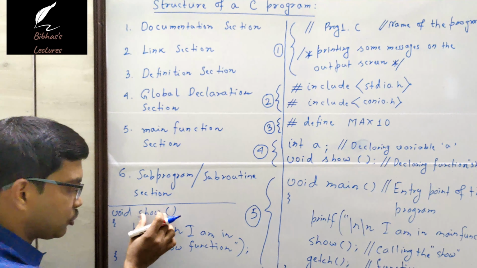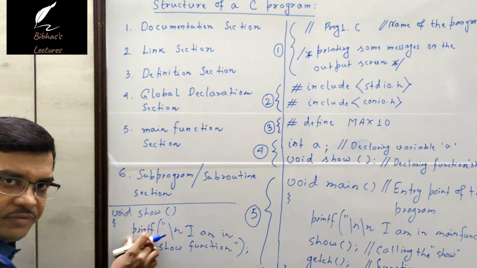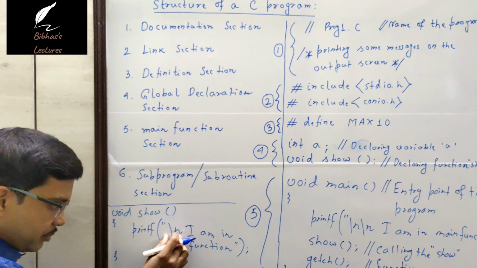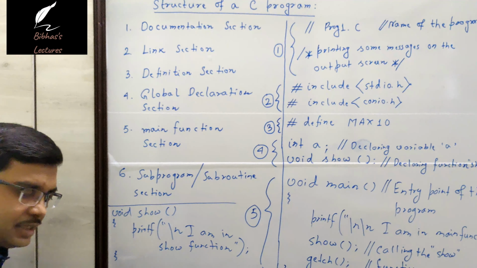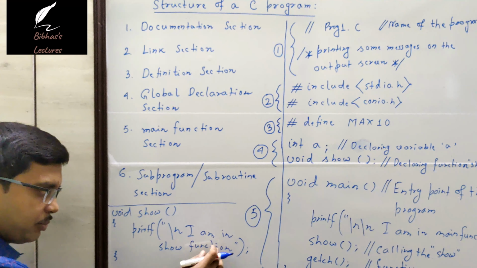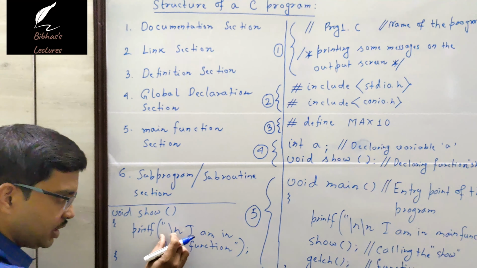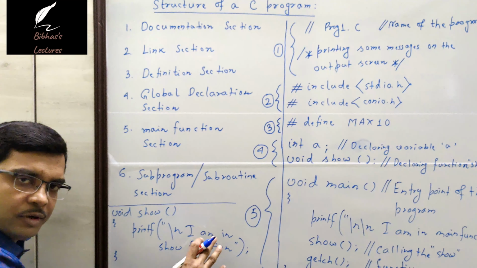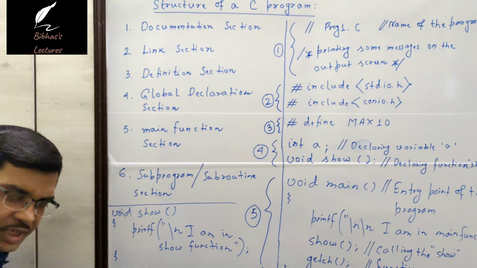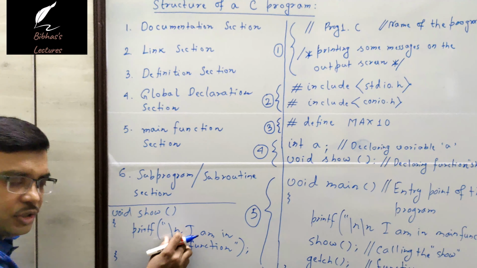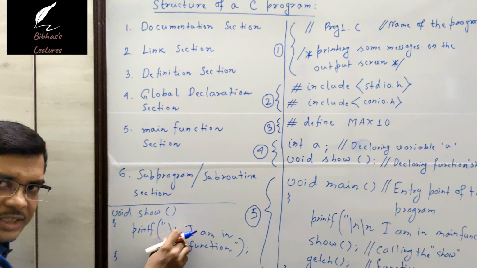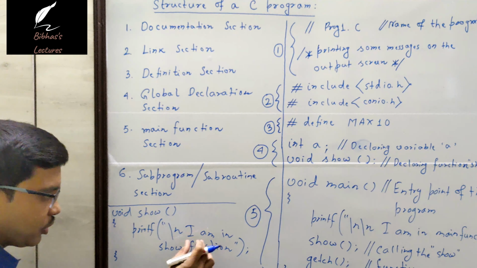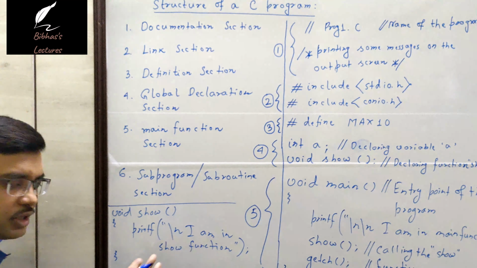In the show function, again we are calling the printf function, because the printf function will print the message. I have used a new line character. Whatever I have mentioned inside the double quotation, everything will get printed on the output screen apart from this new line character, because whenever the new line character is executed, it will just place the cursor on the next line. So in the next line what will be printed? I am in show function.